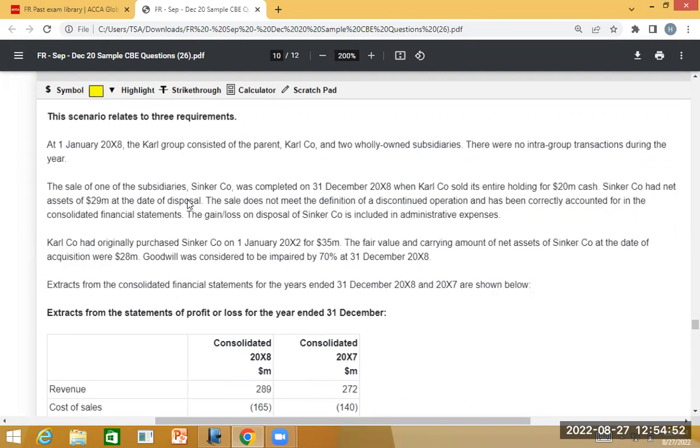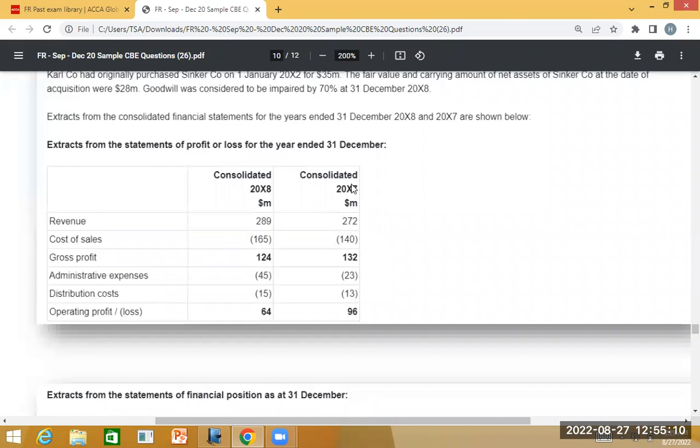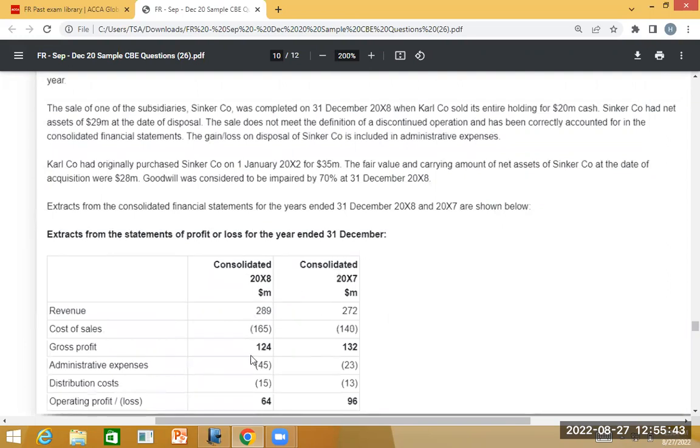The sale of one of its subsidiaries, Singer, was completed on 31st December 2008. When did we sell Singer company? Previously, we had the parent company and the two subsidiaries. But in the current year, we will have the parent company and only one subsidiary for balance sheet purposes. For the income statement, we have all three companies, because we sold at the last date of the financial year. So you need to do the consolidation for the income statement in full. But you cannot consolidate the balance sheet, even if you sold the subsidiary on the last day. So you need to exclude the results of the Singer company when preparing the balance sheet. Again, the results will become incomparable.